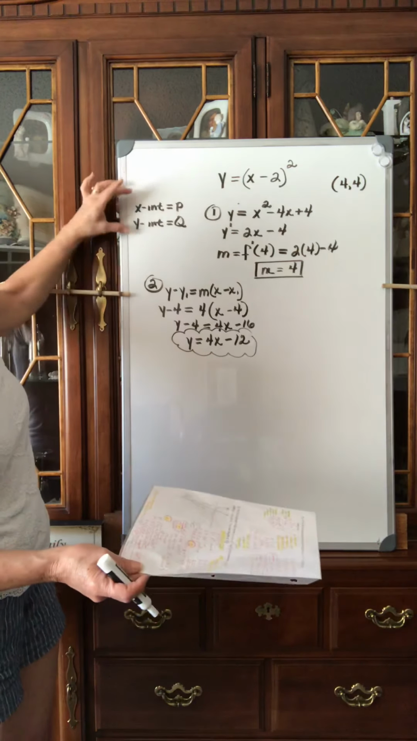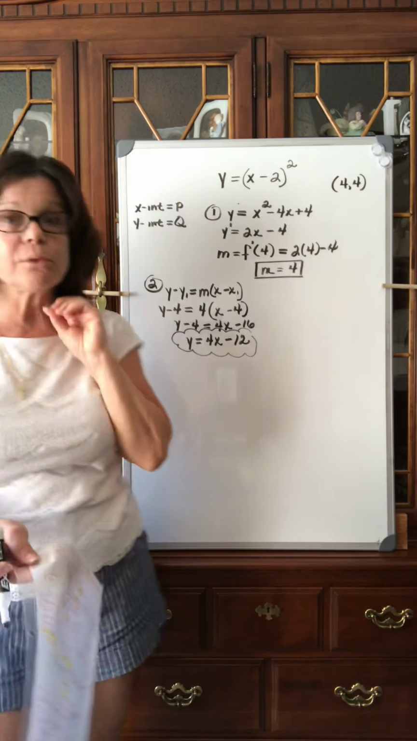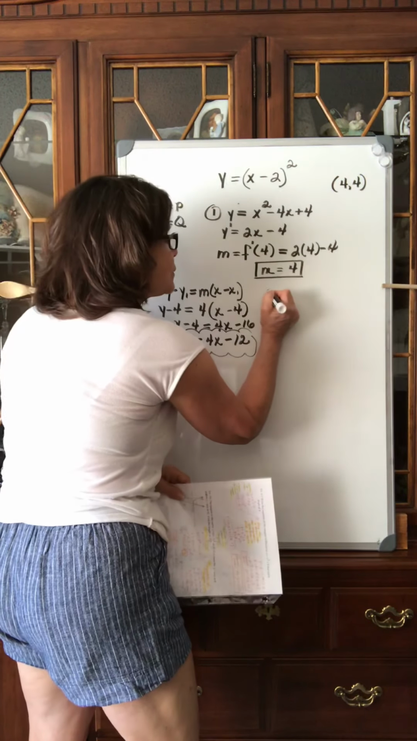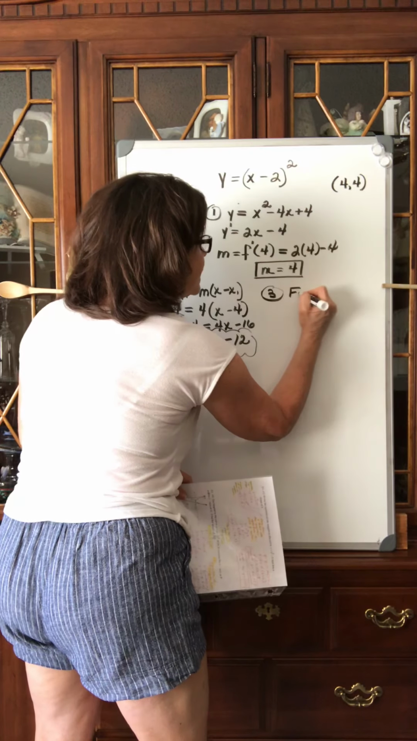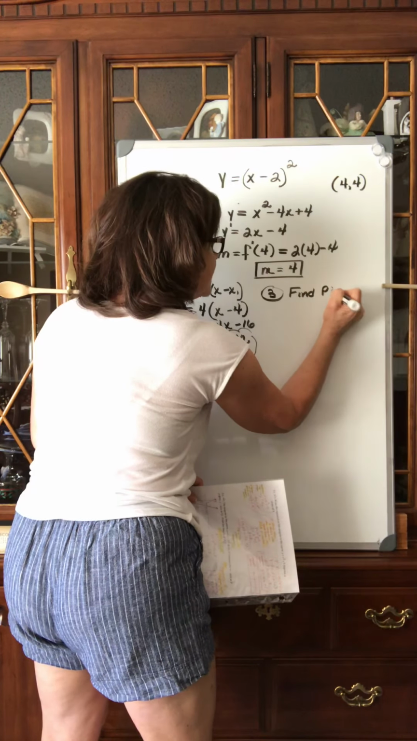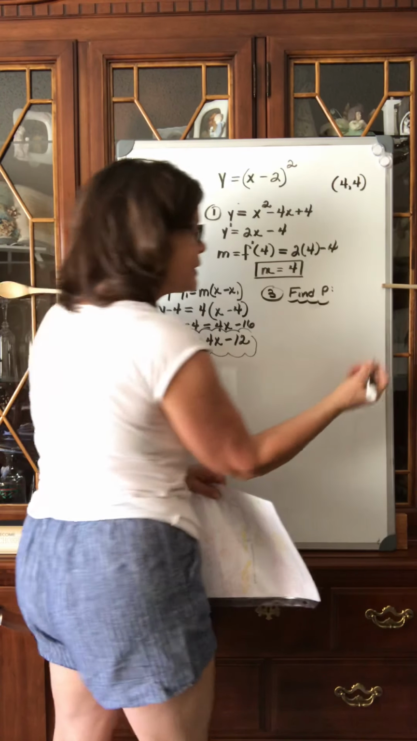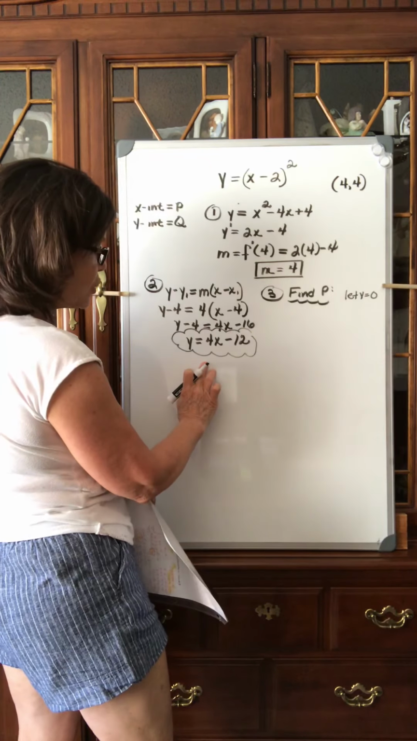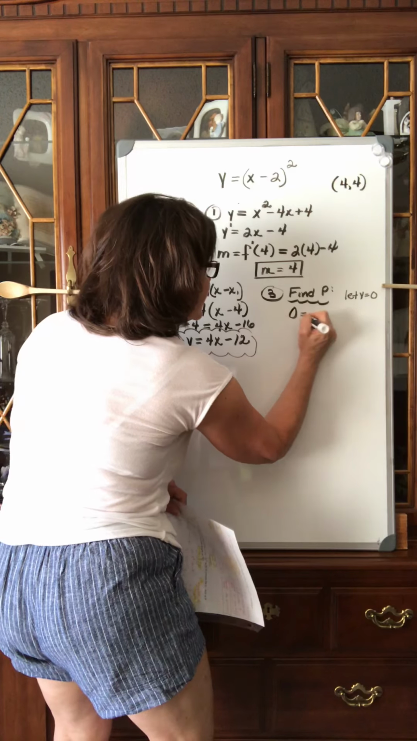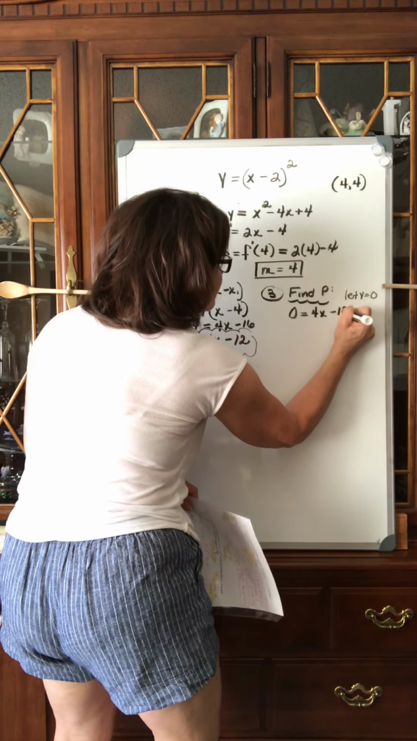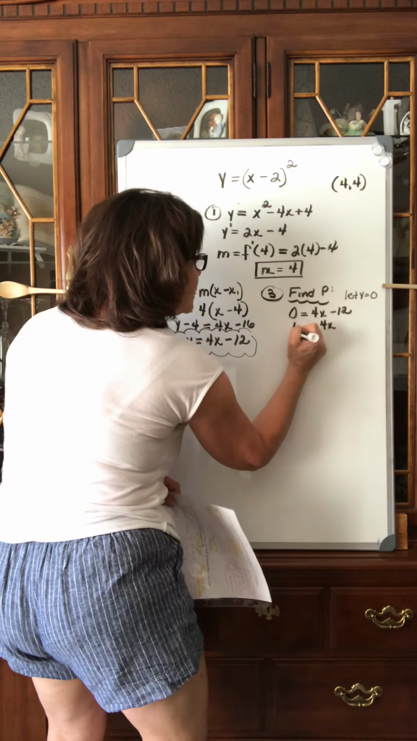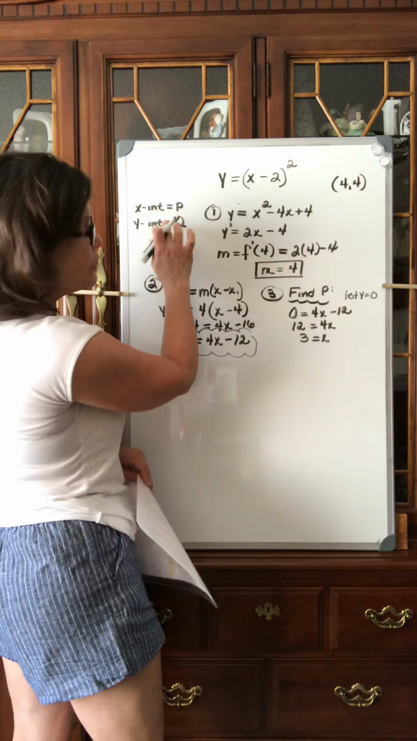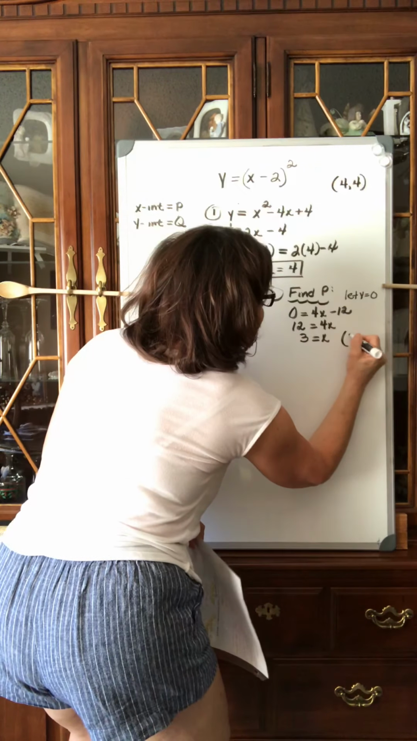Now I have to find my P and my Q. This is review again. To find P, which is our x-intercept, so step 3, I'm going to find the coordinates of P. And the way you find an x-intercept is you let y equal 0. So if I go to this equation and I let y equal 0, 0 is equal to 4x minus 12, 4x equals 12, x is equal to 3. So the x-intercept is going to be (3, 0).